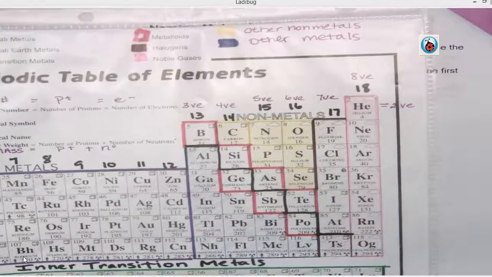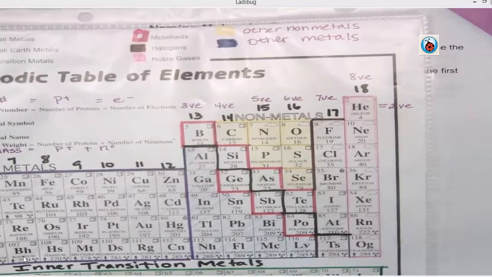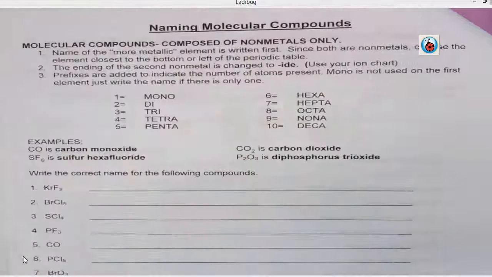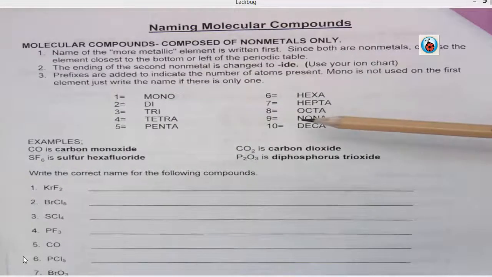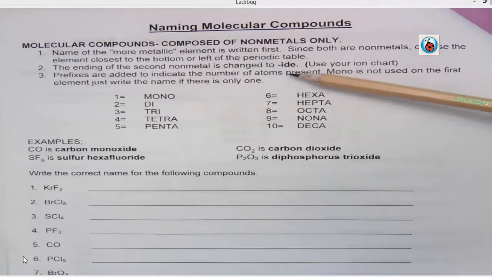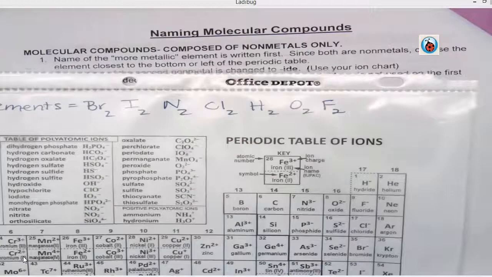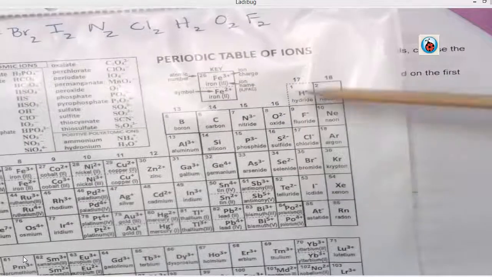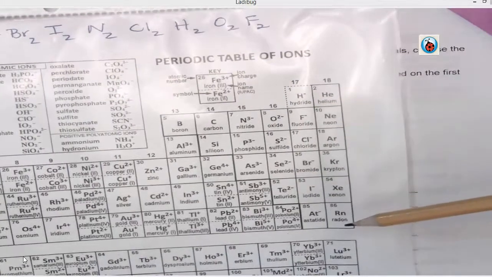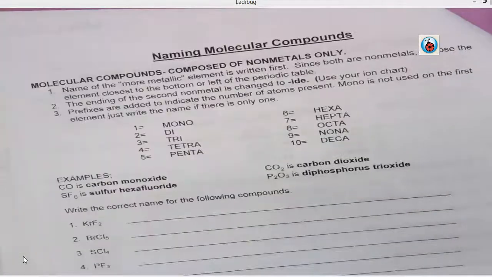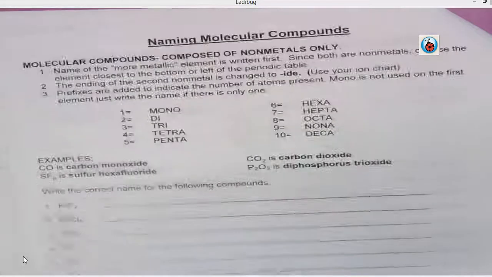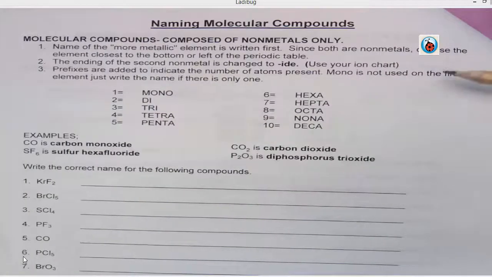That came from a few units back. Okay, so the ending of the second nonmetal is changed to IDE. So that's why this is helpful, because those nonmetals already changed to IDE for you on here. Okay, but the first element stays the same. So that's why you need a periodic table and an ion chart. All right, prefixes are added to indicate the number of atoms present. Mono is never used on the first element, only the second element.